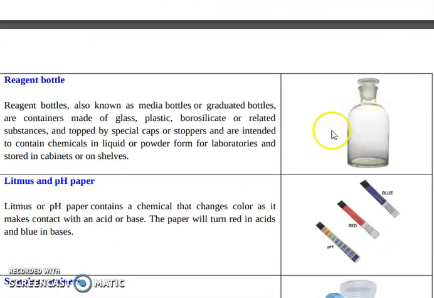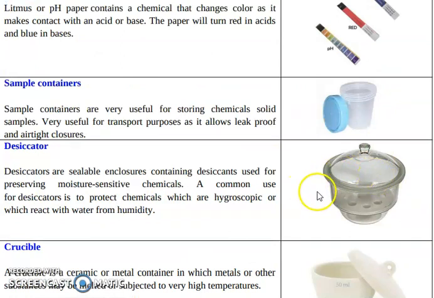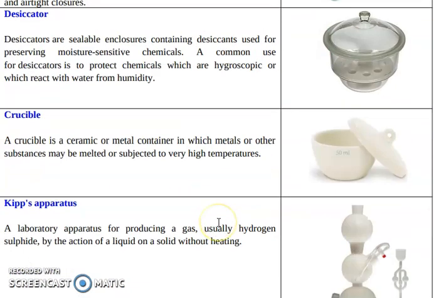Reagent bottle, you can see here. Litmus pH paper, simple container, desiccator. You can see desiccators are sealable enclosures containing a desiccant used for preserving moisture-sensitive chemicals. A common use for a desiccator is to protect chemicals which are hygroscopic, which react with water from humidity.